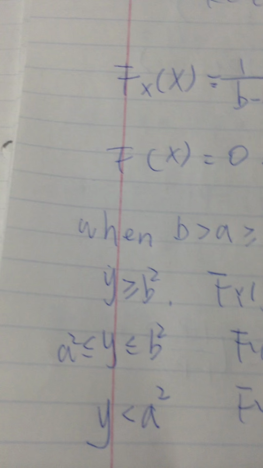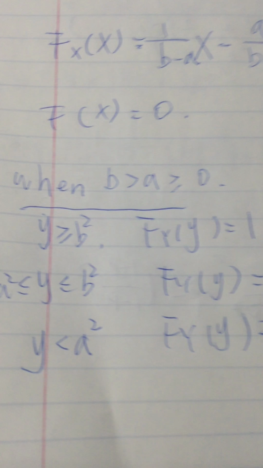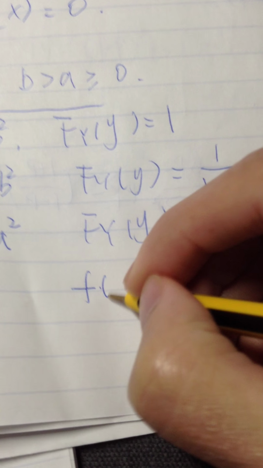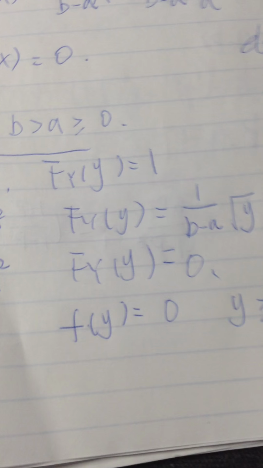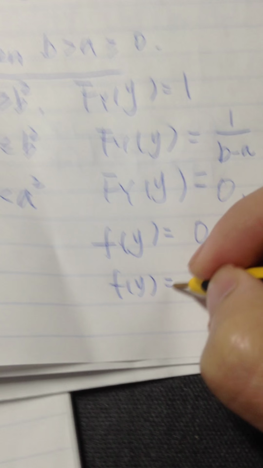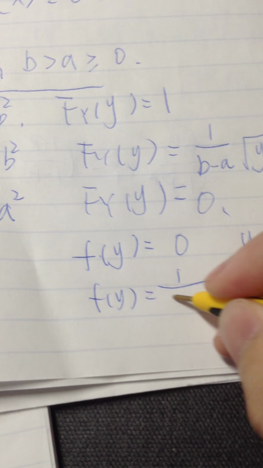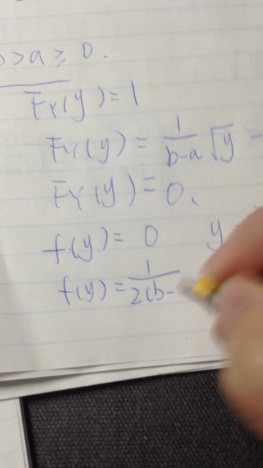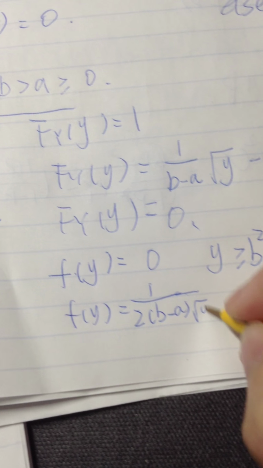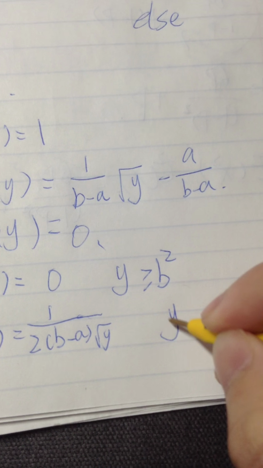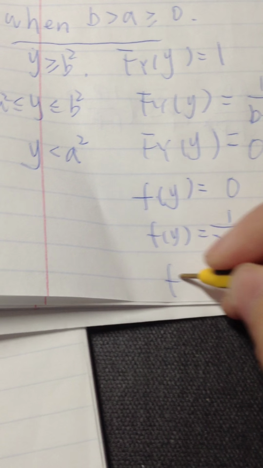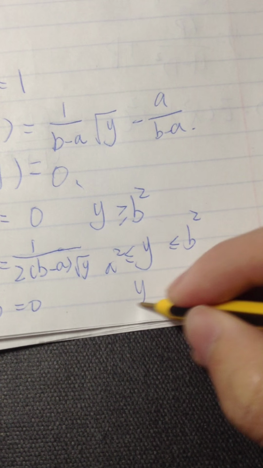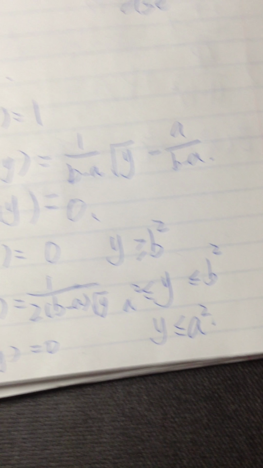So we have the density function in this situation: fy equals 0 when y is bigger than b squared, fy equals 1 divided by 2 multiplied by b minus a, square root y, when y is between a squared and b squared. Then fy equals 0 when y is smaller than a squared.